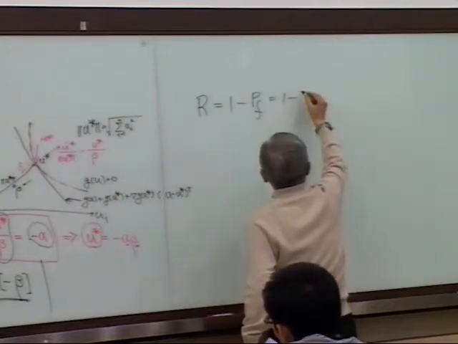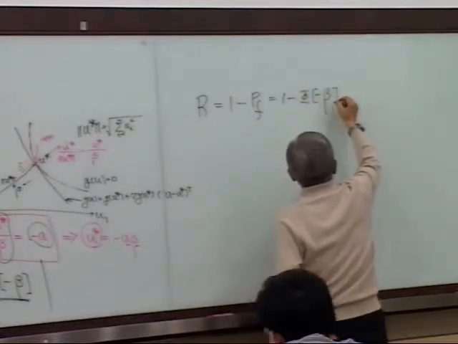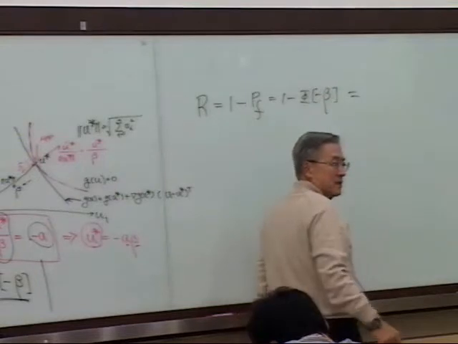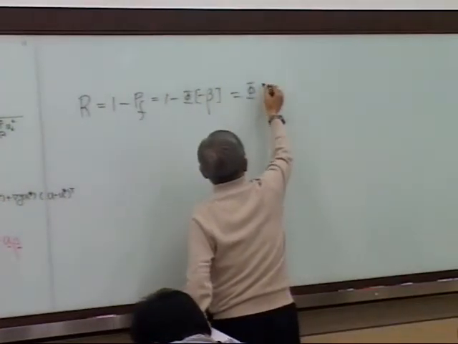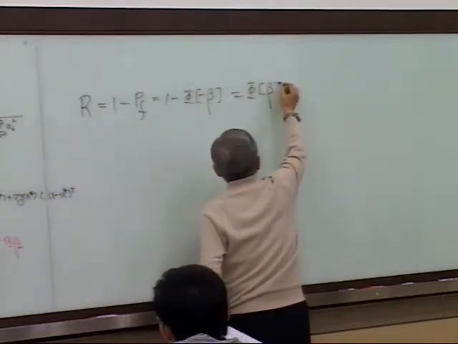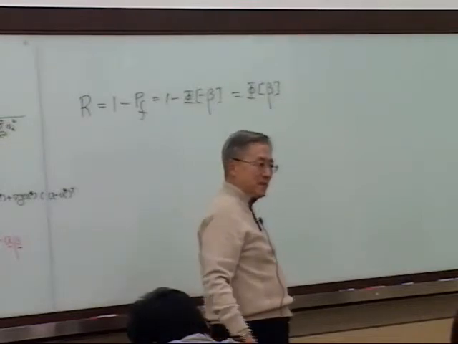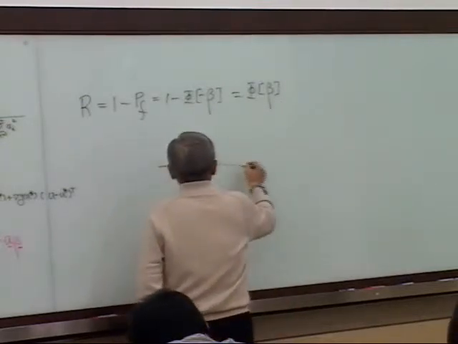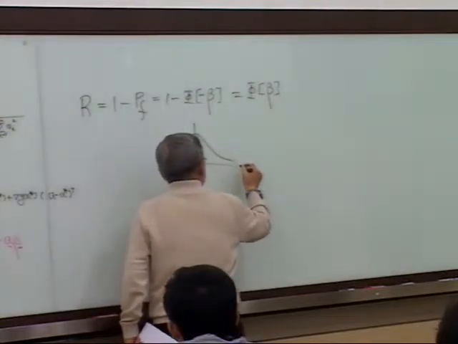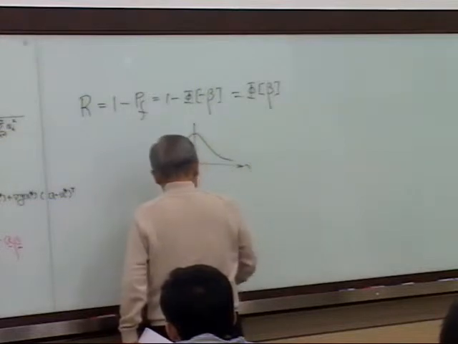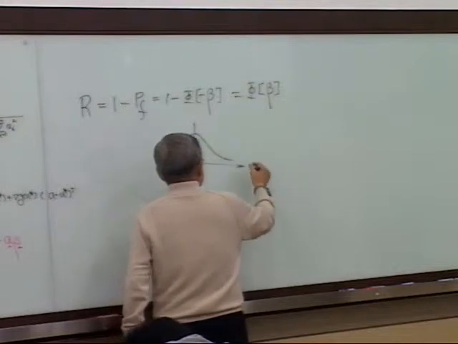1 minus phi minus beta. Or, in terms of R, I can say this is beta. Is it clear? Usually not clear. But if you look at this, you can say either way.